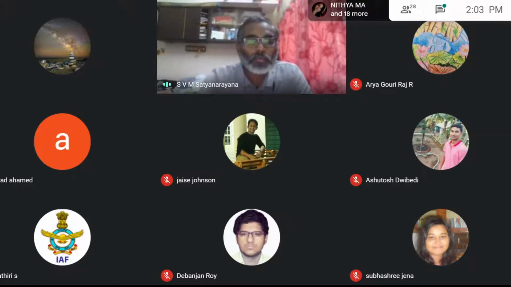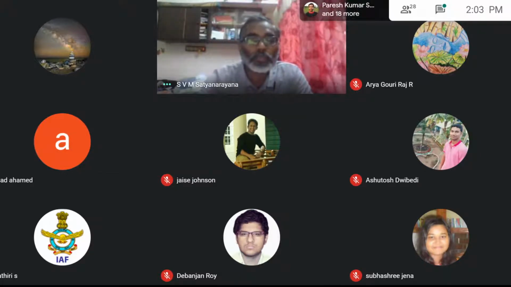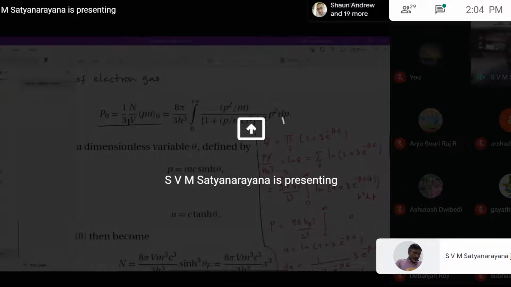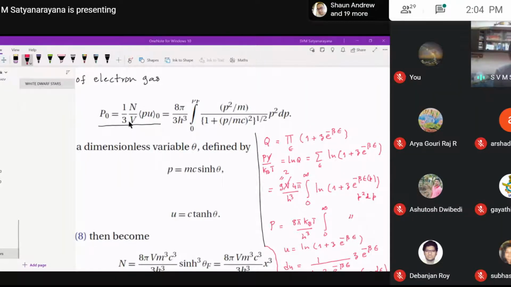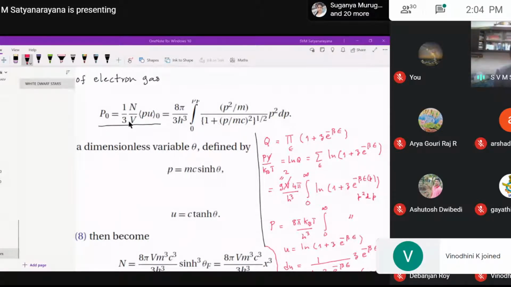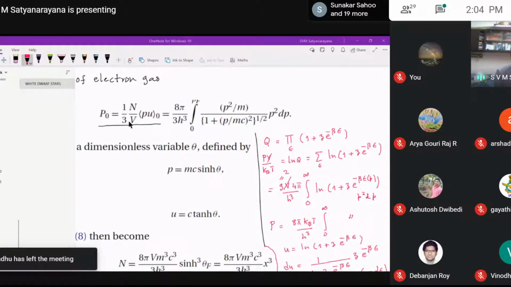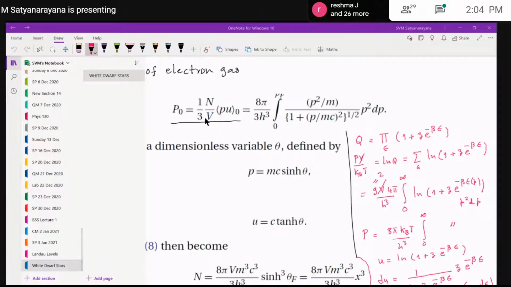So I think this is what I meant by 1/3 × n/v, and you have this average behavior. This averaging is essentially taking the average over the probability distribution of this one. If you take any average, that means you are taking the integral with the probability distribution, whatever is there in this averaging.